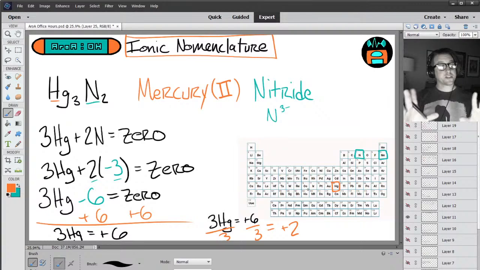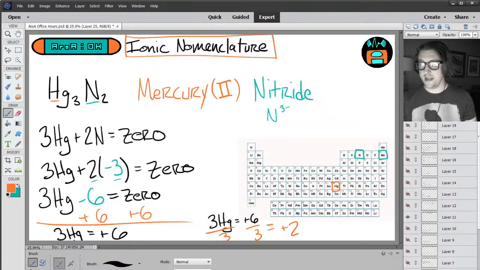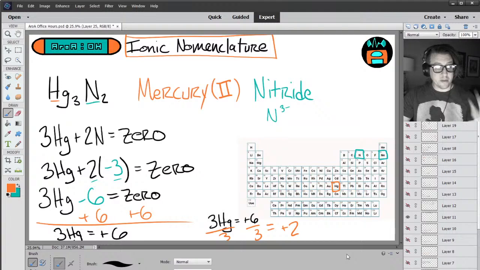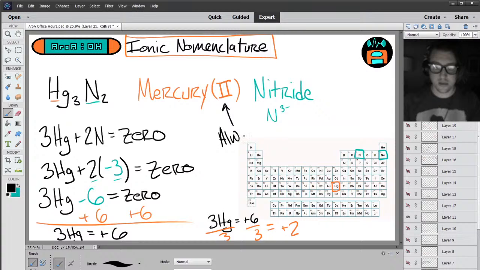So that is our charge for mercury. The name of this compound then is mercury 2 nitride. So that's transition metals. They just take a little bit more work if you're given the formula and asked to name them, and this is really what you've got to remember: you always include the charge as a Roman numeral inside a parentheses next to the cation.